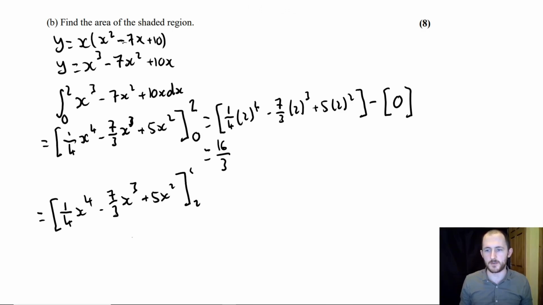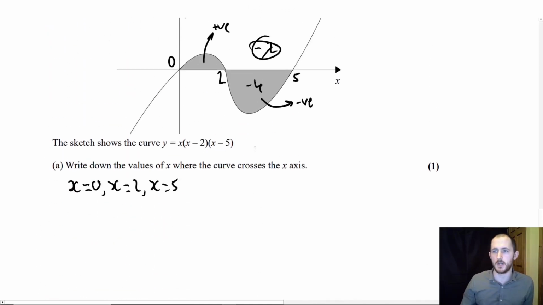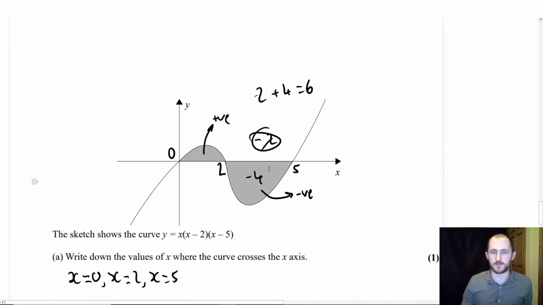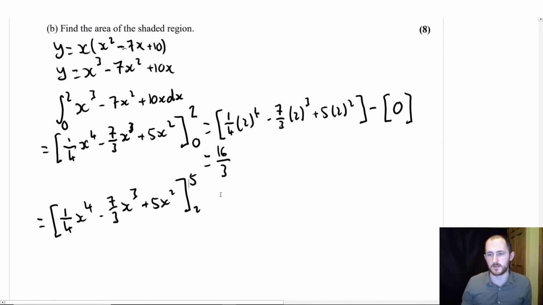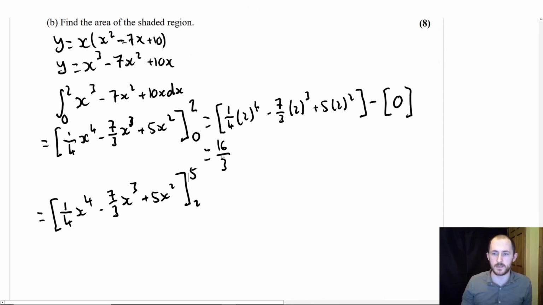And it should be noted that it's not just the smaller value that goes on the bottom. You're reading from left to right. So 0 to 2, 2 to 5. You're reading from left to right, okay? The one on the left goes on the bottom. If you swap them round, you'd get the wrong sign, right? So if I did from 2 to 0, I'd get negative 16/3, which isn't the worst thing in the world.